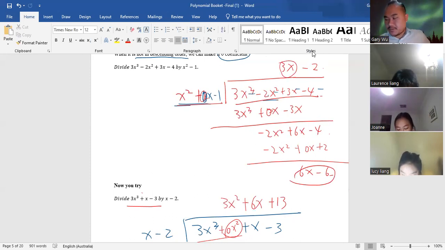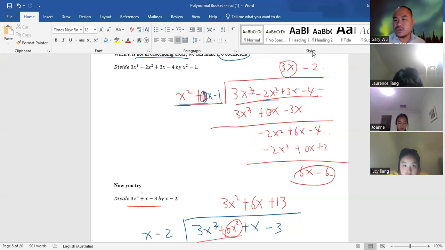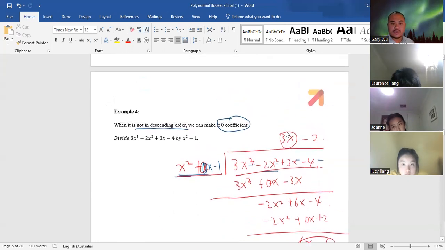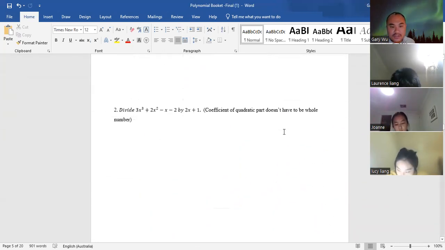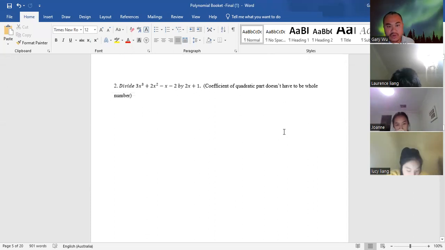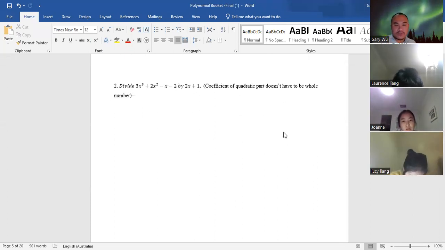Does it make sense? That's how you do long division when it's not in descending order. When you're missing one term, you just need to put a 0 in front of that term, because that would not change the question, but it would be convenient for you to calculate. All right, I think that's all for today. We've got the last 5 minutes. Let's do one more question, and then that's all. Question 2.